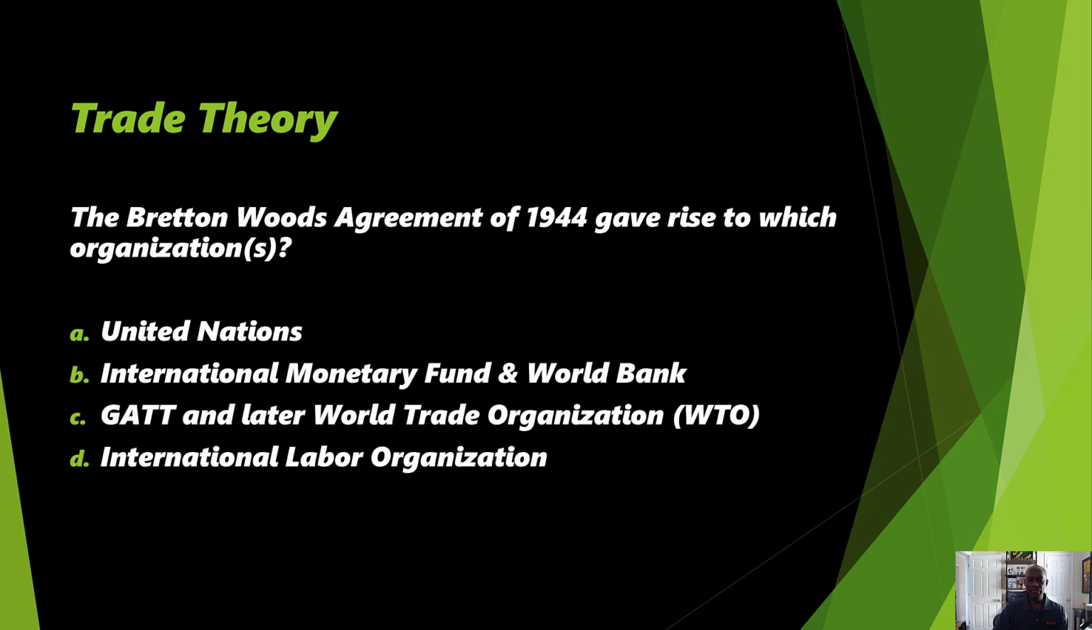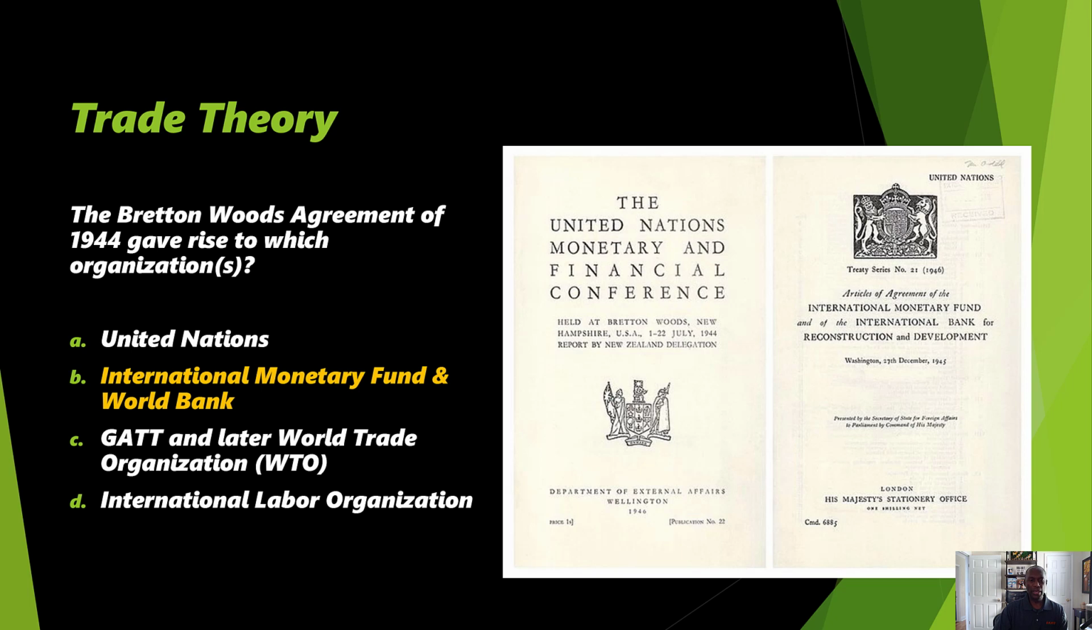Bretton Woods Agreement of 1944 gave rise to which organizations? That would be the IMF and the World Bank, which were created in 1944. I think it was 44 countries that came together and agreed on the formation of these two organizations and also a currency system that would bring stability to the economic environment after World War II was over.